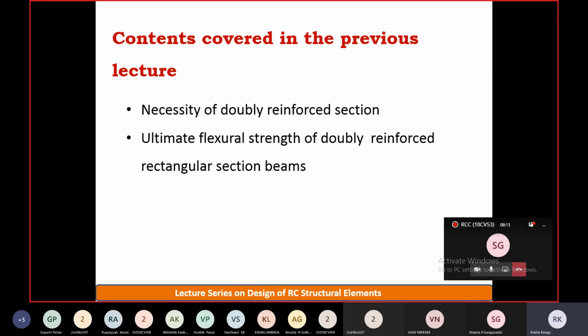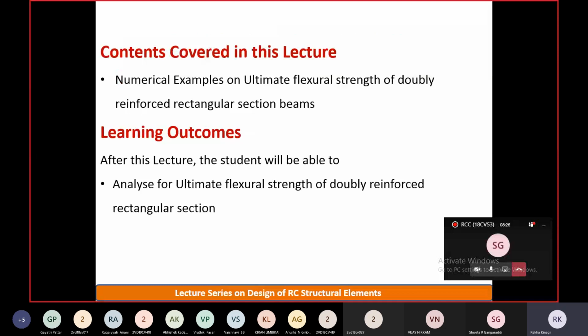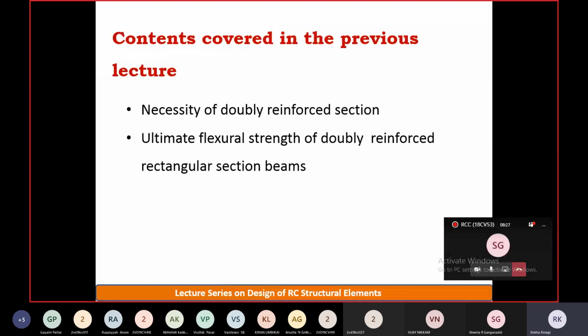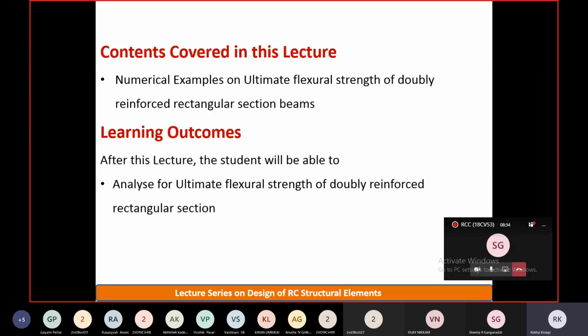That means we have discussed how that doubly reinforced rectangular section can be bifurcated into two more parts and how to get the equation for moment of resistance of doubly reinforced section. So depending upon the previous theory, today we are going to solve few numerical examples on how to calculate the ultimate flexural strength of doubly reinforced rectangular section beams.